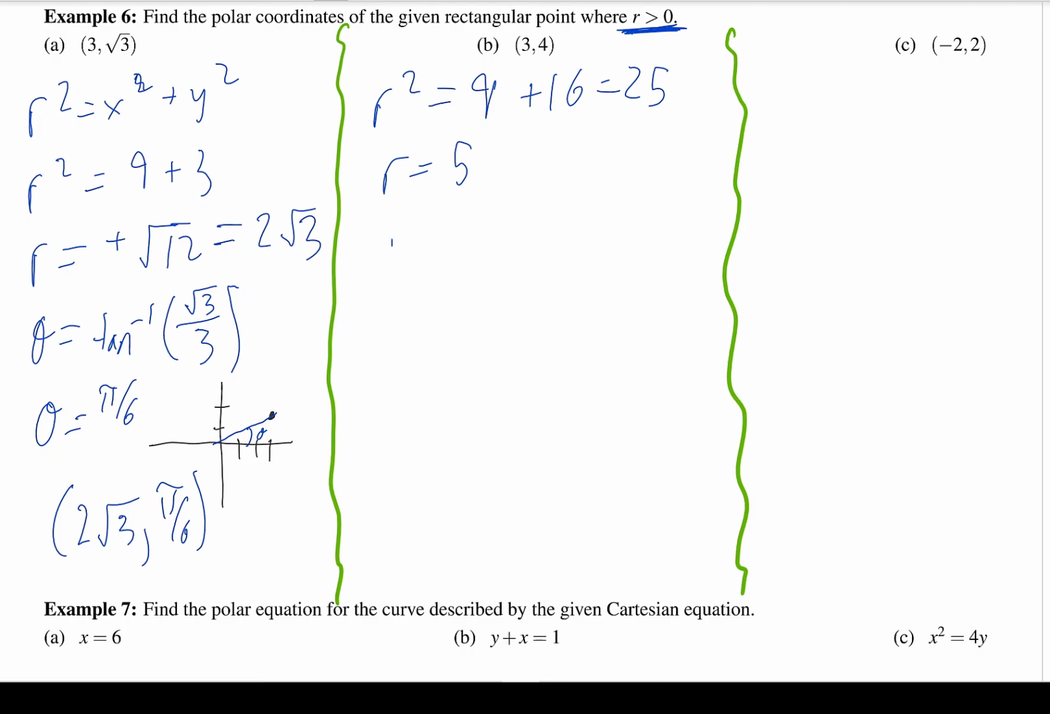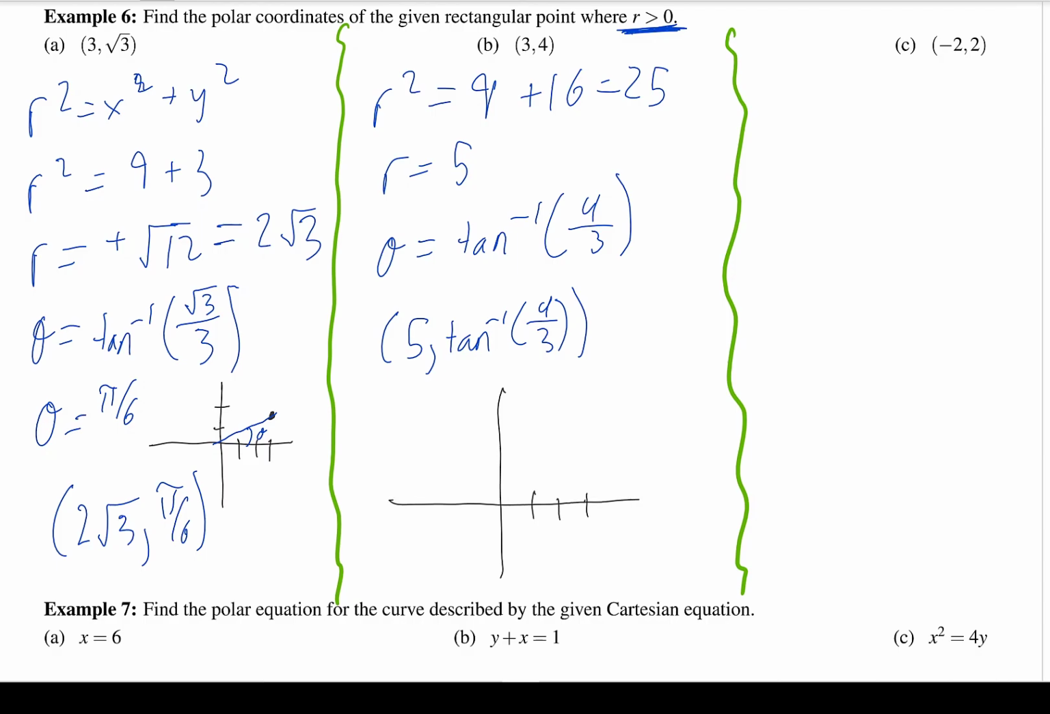Okay, so theta is going to be tan inverse of 4/3. And we don't know what tan inverse of 4/3 is. We don't have anything nice like that on the unit circle, so we're just going to leave our point as (5, tan inverse 4/3). Okay, and we'll go ahead and plot this.